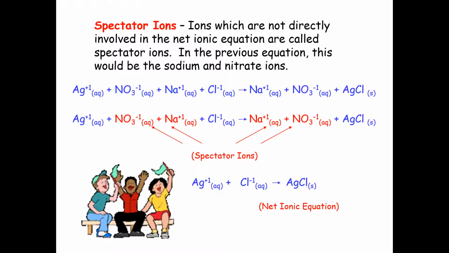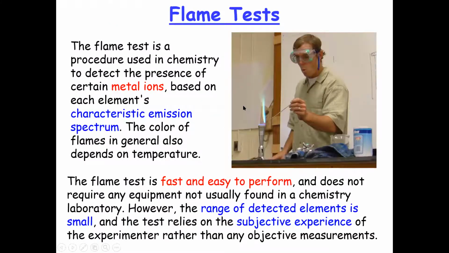So there are different kinds of ions. Let's skip this. So these are the important ones now. The flame test is a procedure used in chemistry to detect the presence of certain metal ions based on each element's characteristic emission spectrum. As you can see in this diagram, this chemist is burning a metal and a blue flame is being produced. Some of the metals produce a colored flame. So the color of the flame changes with respect to the metal.